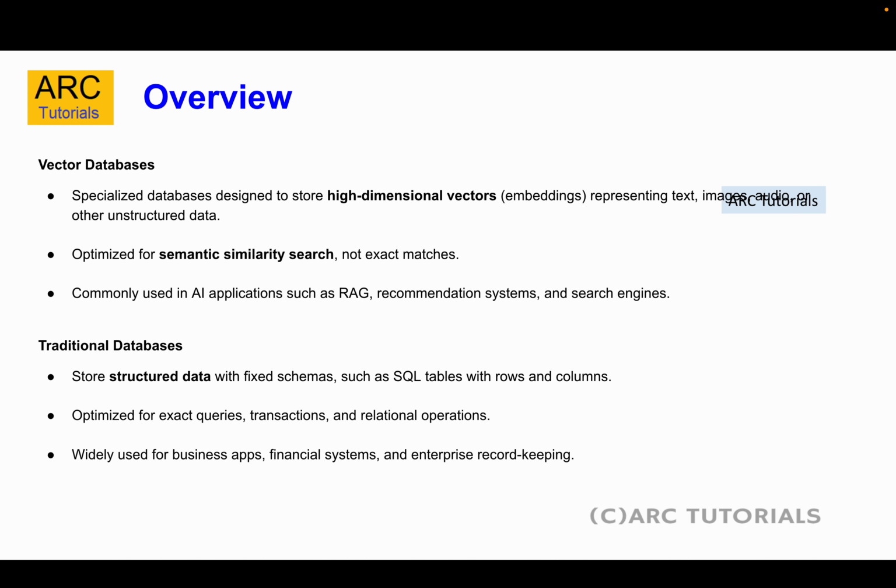Vector databases are specialized databases designed to store high dimensional vectors, also called embeddings. They represent text, images, audio, and any other unstructured data. They're optimized for semantic similarity search, which means they don't do exact match. They're commonly used in AI applications such as RAG, recommendation systems, and search engines.